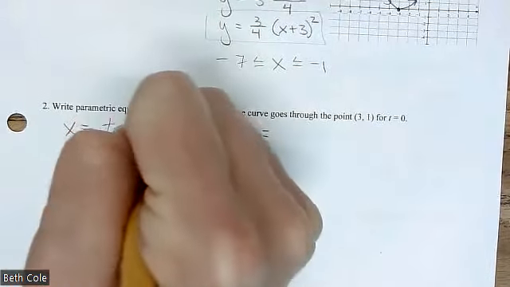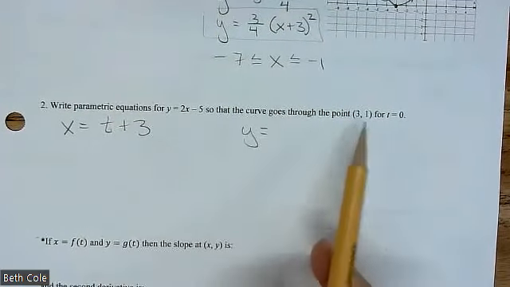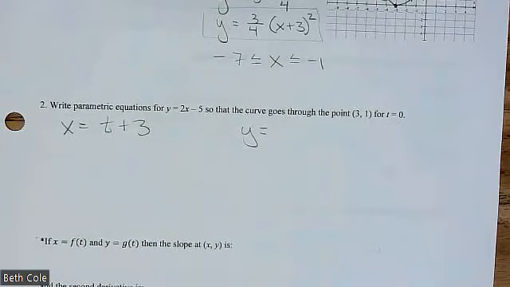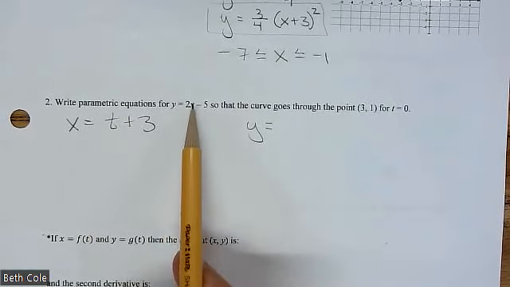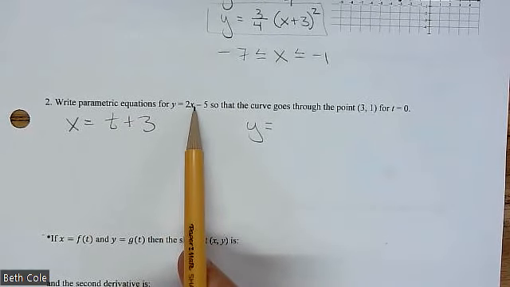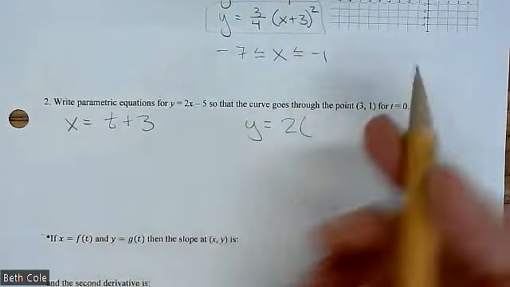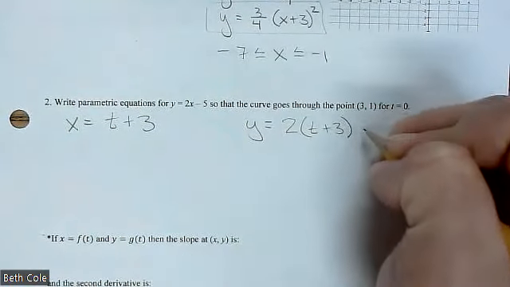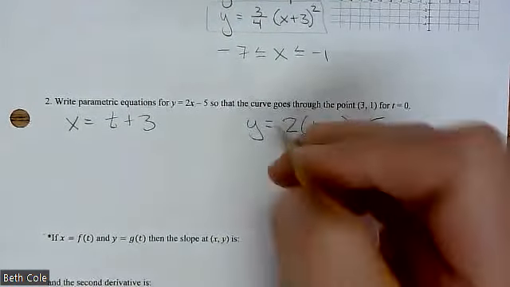t plus 3. Go for the easiest thing possible. If you plug in 0 for t, you're going to get 3. You could make it more complicated, I suppose, but don't do that. And then you would take this and plug it in for x in the other equation. So it would be 2 times t plus 3 minus 5. And then you just distribute, combine like terms, all of that.